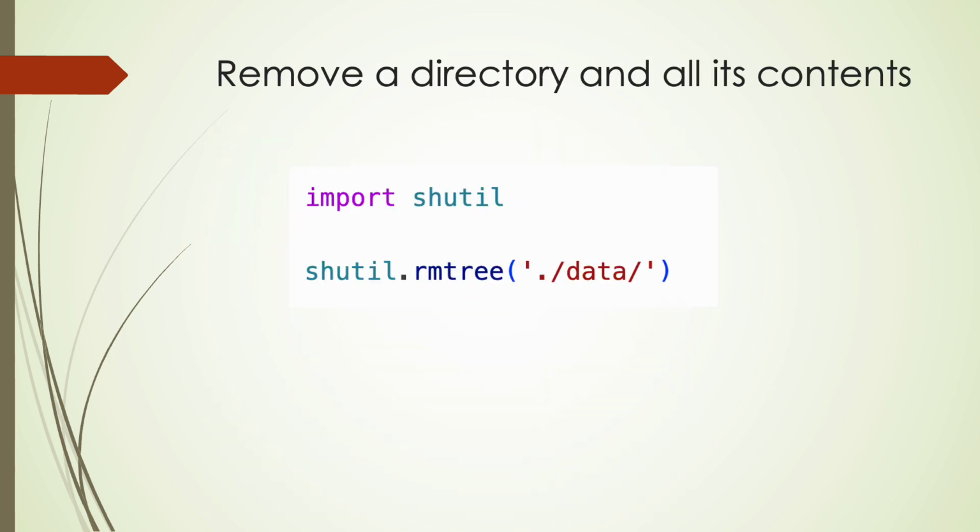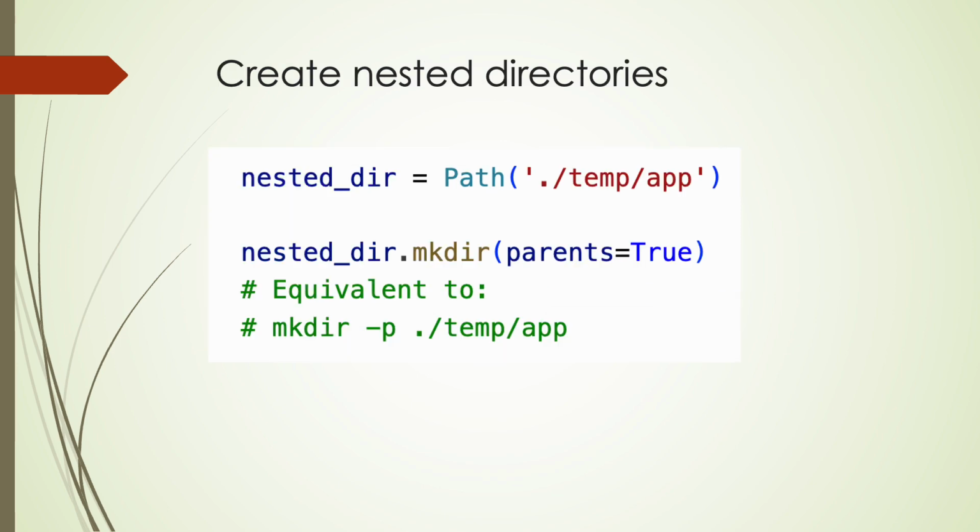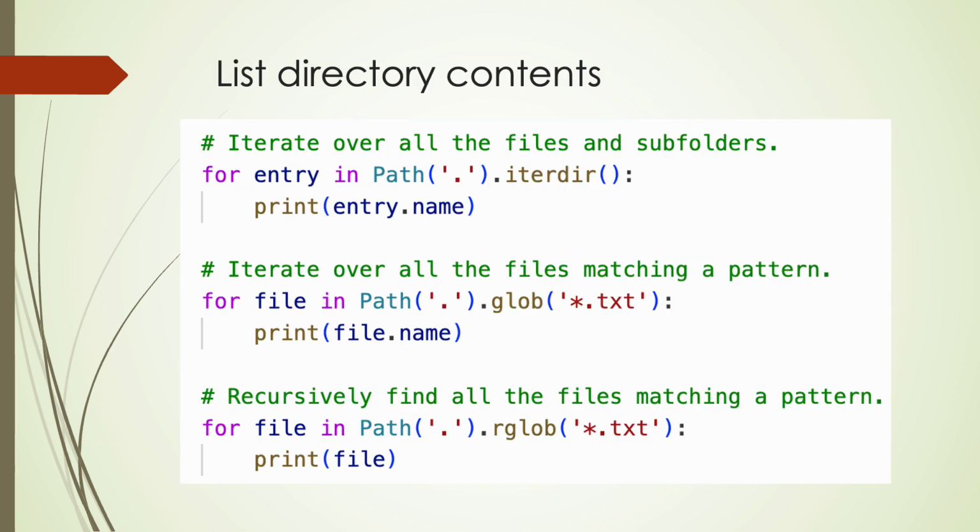In the previous example, we can only delete a folder when it's empty with the rmdir method. To remove a directory and all its contents, we need to use the rmtree function from the shutil module. We can use the Path object to create nested directories by setting parents to True, which is equivalent to the mkdir -p command in Linux. A very important function of the Path object is to list directory contents.